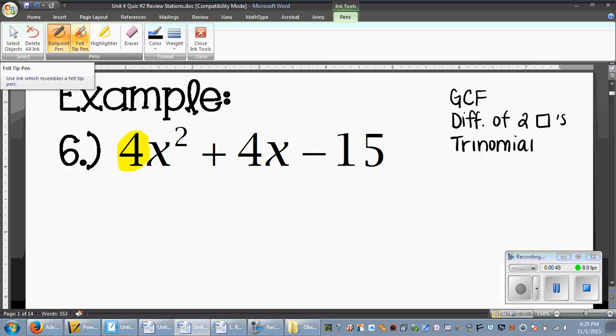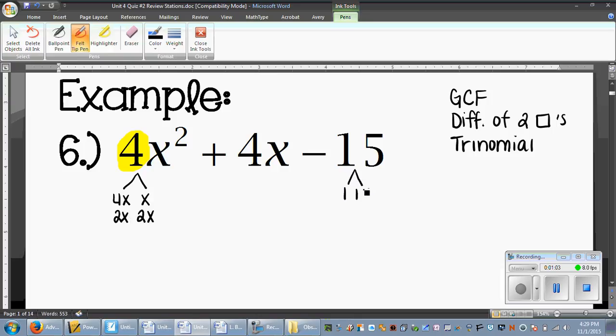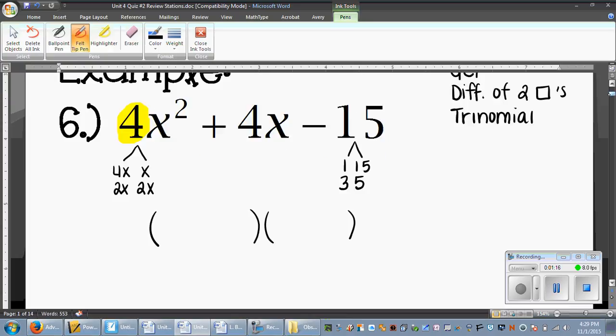In this case, we have to do one of the other methods, which I tend to do the guess and check method. What I'm going to do first is factor the first term. It either factors into 4x and x, or 2x and 2x. And factor the last term into 1 and 15, or 3 and 5. And this is a guess and check method. We do know that there are two sets of parentheses, so I can set those up. And I am guessing when I'm going to put the 4x and x first, and the 1 and 15 second.